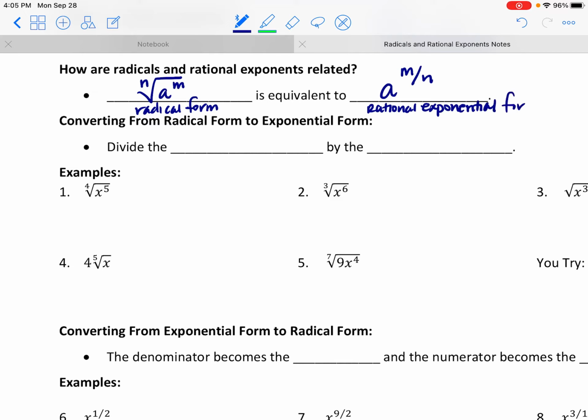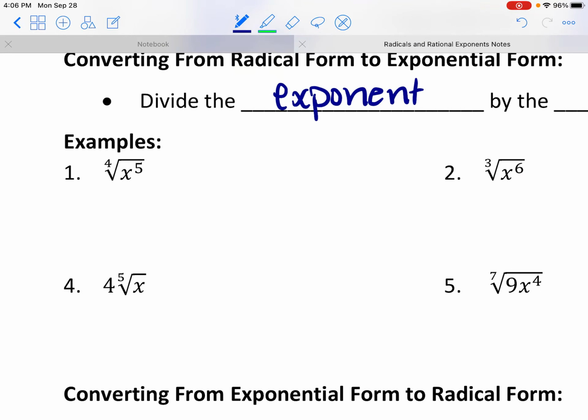All we have to do is divide our exponent by our index. Divide the exponent just like we did on the front, by the index. So the fourth, even though this can be simplified, I'm not trying to simplify here, I just want you to practice rewriting, and then I'll show you how this is useful in a few minutes. This is equivalent to x to the 5/4.